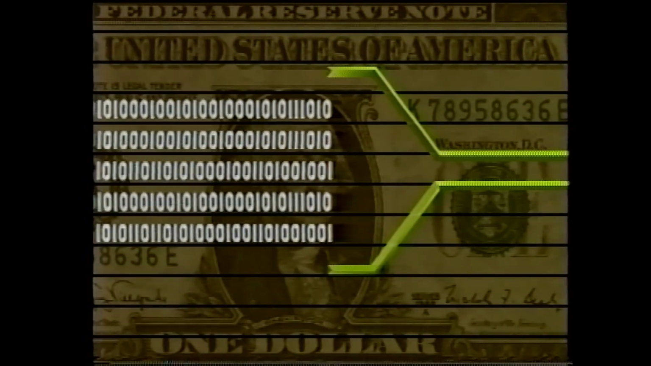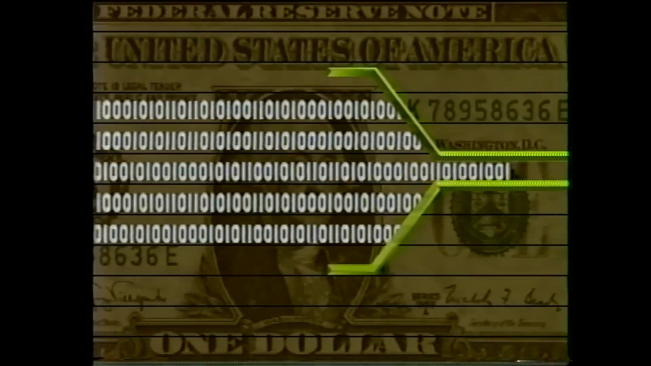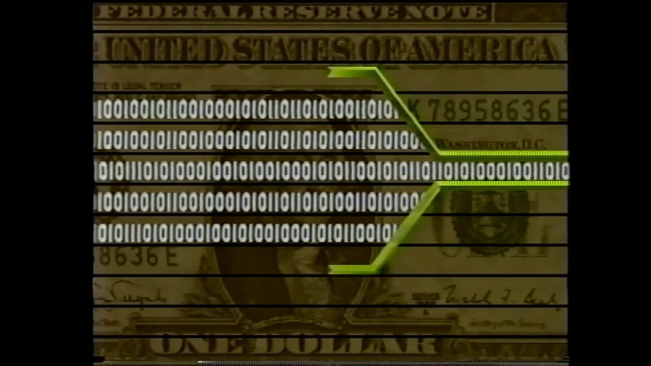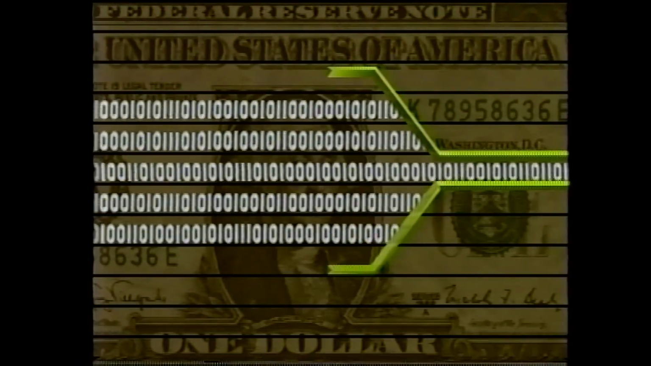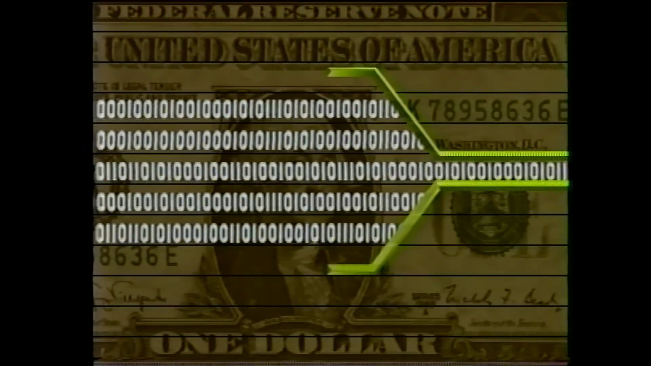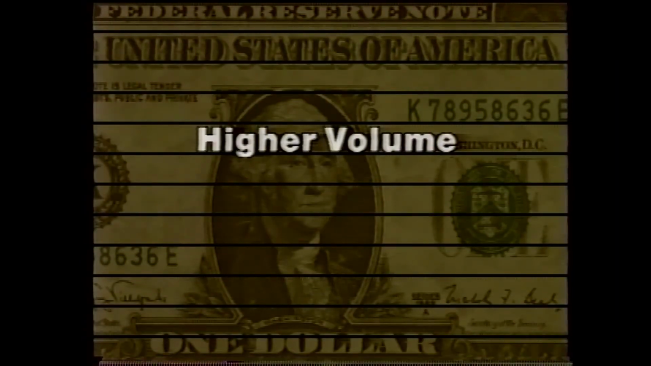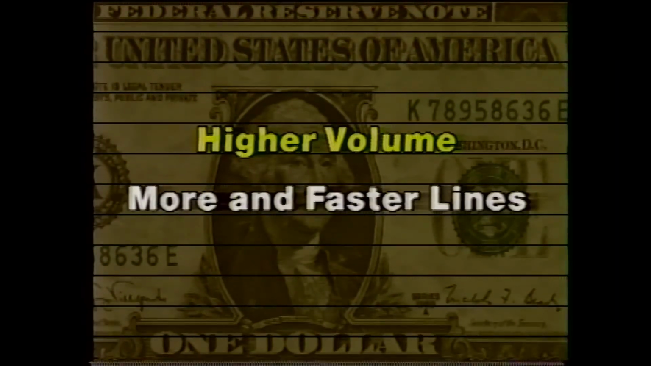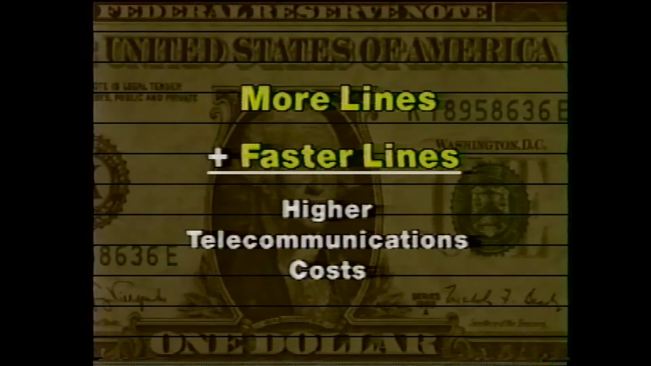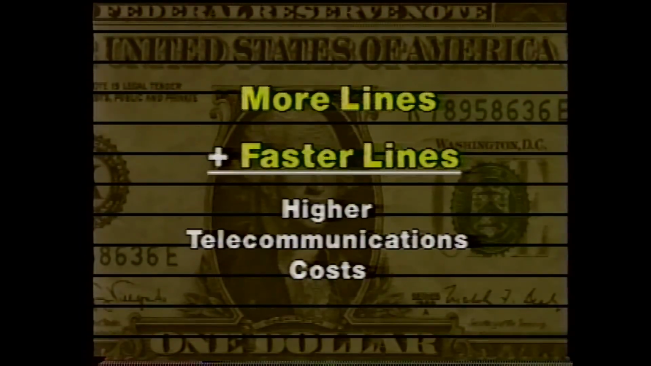As more information is transmitted, the longer it takes for the data to reach its destination due to queuing in the network. Since it now takes longer for data to travel, more traffic clogs the data links. For this higher volume, more and faster lines are needed, and more lines means higher telecommunications costs. So you can see how the whole thing can snowball out of control.